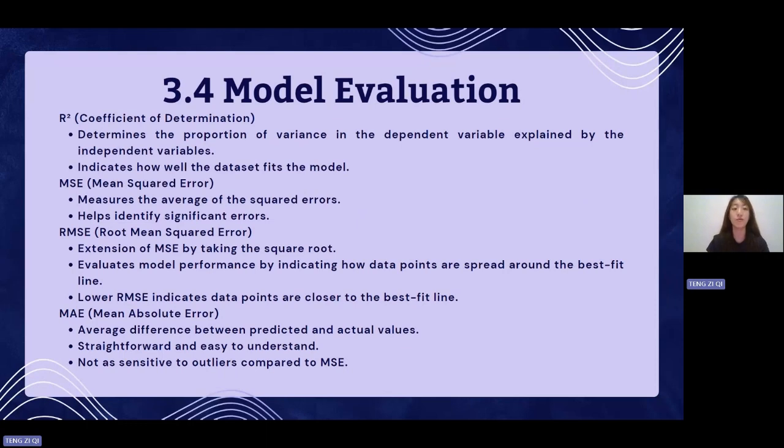First is R-squared, coefficient of determination. It determines the proportion of variance in the dependent variable explained by the independent variables. It indicates how well the dataset fits the model. The second one is MSE, mean square error. It measures the average of the squared errors and identifies significant errors.